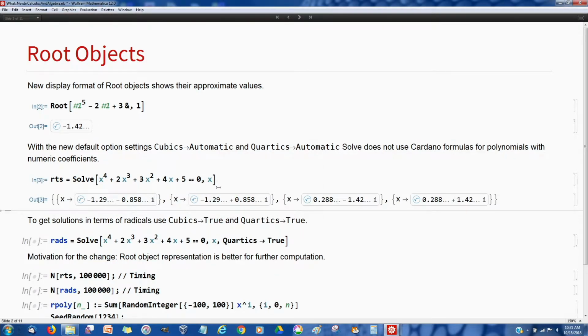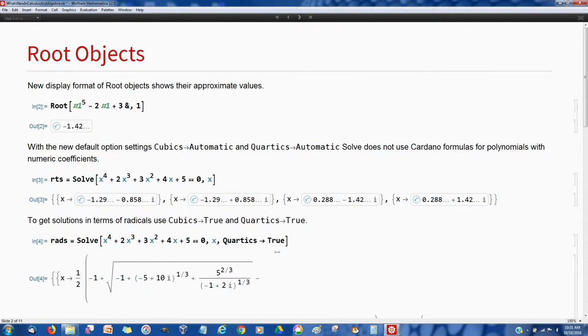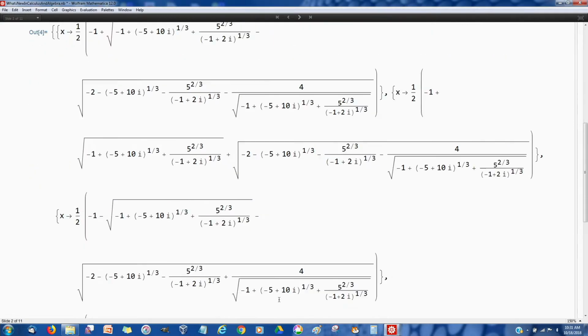So that's what we get from solving a quartic right now. And to get the radicals that Mathematica used to produce, we have to set Quartics explicitly to True, and we get the solution in radicals.